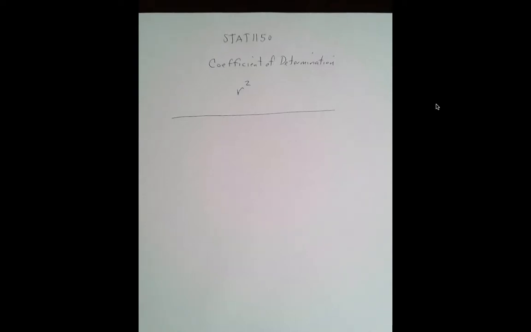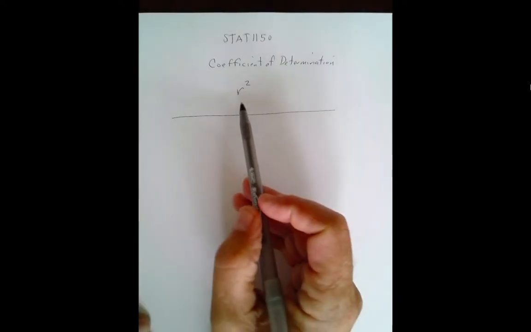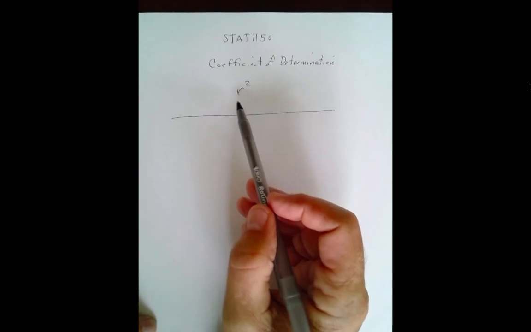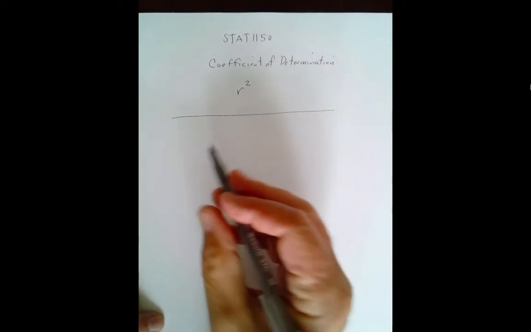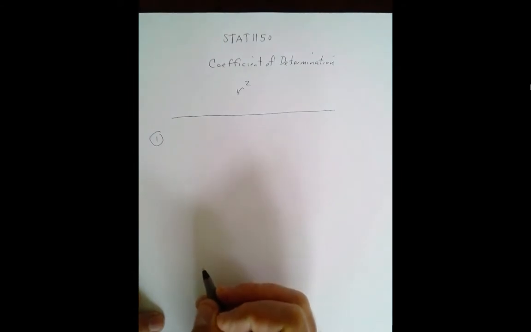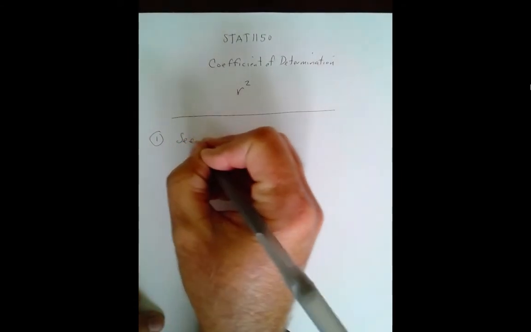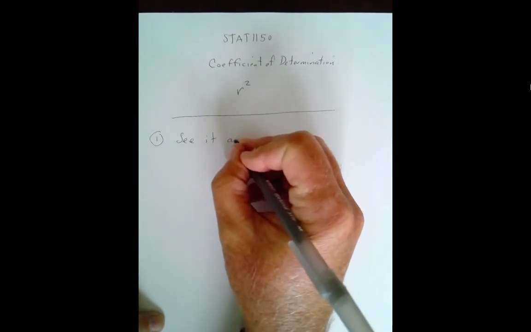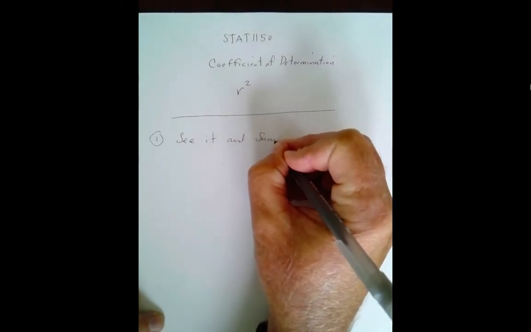Stat 1150, the purpose of this video is to talk about something called a coefficient of determination. And essentially a coefficient of determination is just r squared. So in the previous videos, what we've looked at is we want to start with the common theme in this textbook, see it, and summarize it.